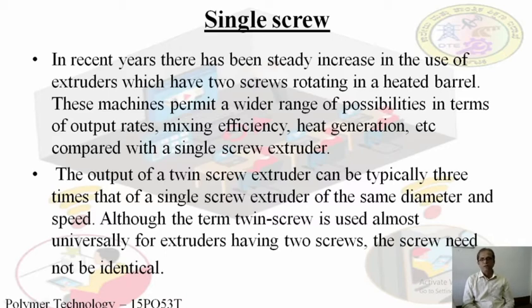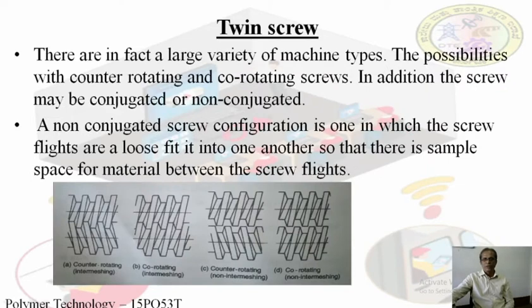Although the term twin screw is used almost universally for extruders having 2 screws, the screws need not be identical. You can see over here different types of twin screws which are placed inside a barrel, and the entire machine is called a twin screw extruder. Counter rotating: two screws are placed here. Co-rotating: two screws are placed by intermeshing, it is shown. Counter rotating non-intermeshing: it is not going to mesh, there is a small gap between both the screws.